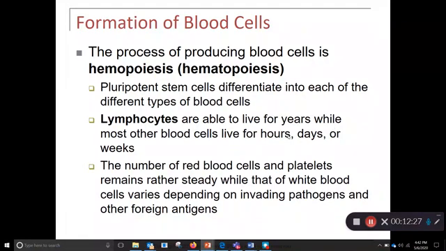With that, I believe we will stop this video, and we'll carry on into the red blood cells and what is going on there.